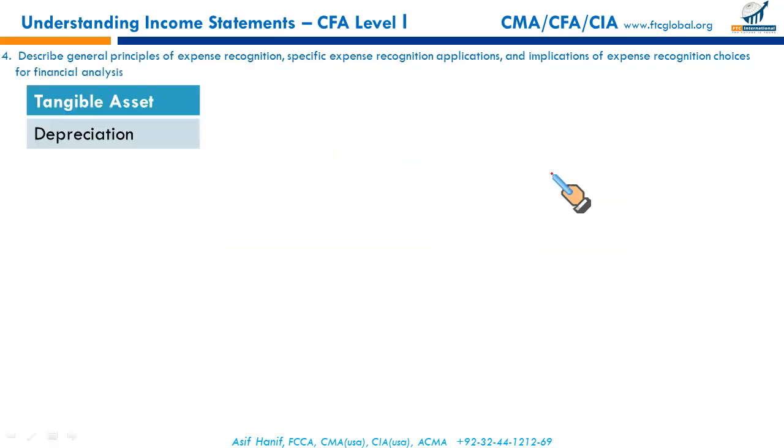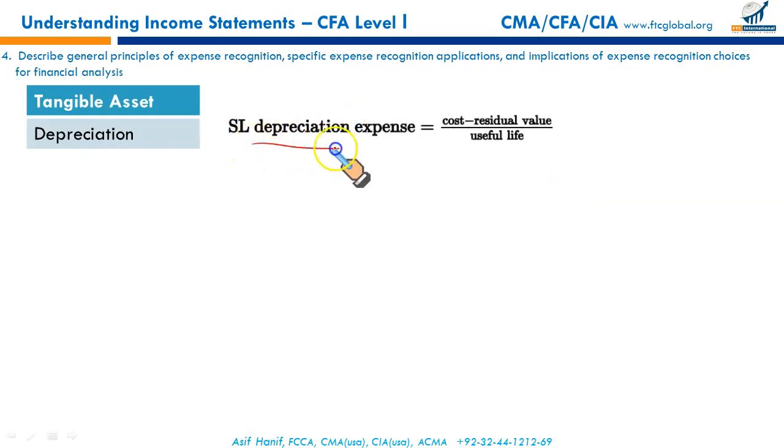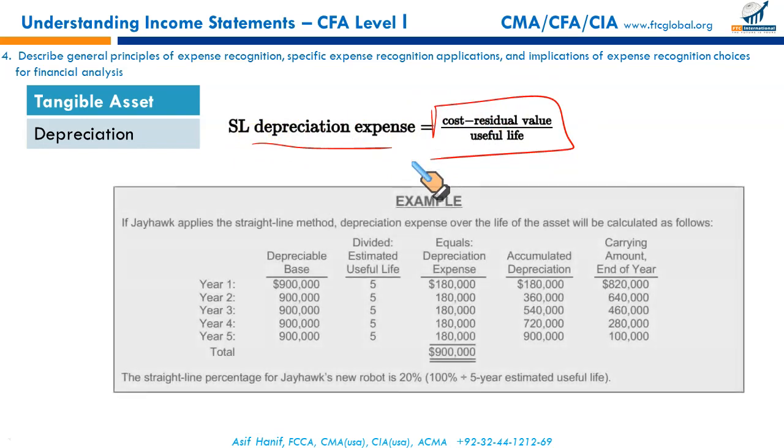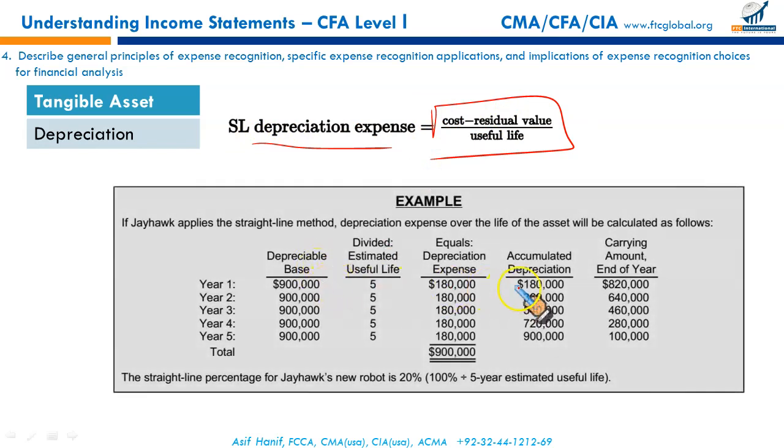Still the same reading, I guess. Tangible assets are depreciated. The first method is the straight line method. This is the formula we use for straight line depreciation calculation: cost minus residual value upon useful life. This is also called the equal installment method, where the depreciation charge is the same every year. So this is your original cost. We split the cost on an equal basis over the expected life of the asset.